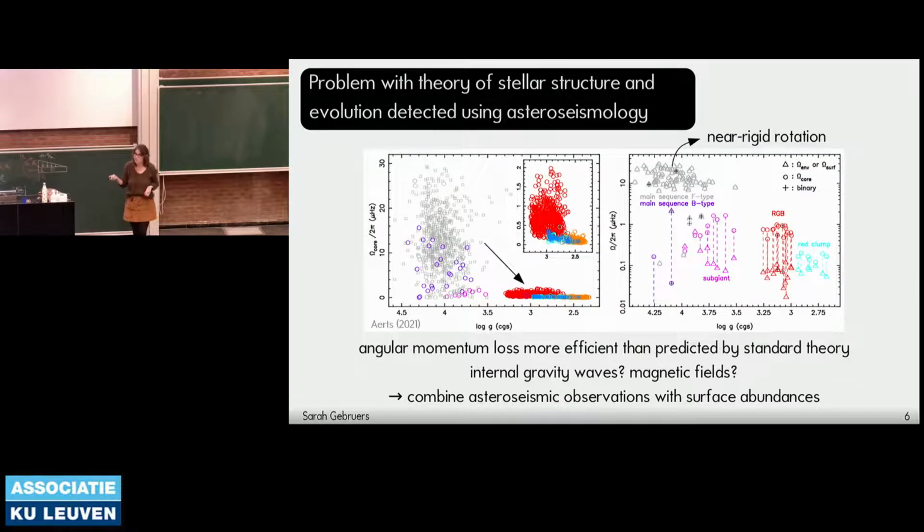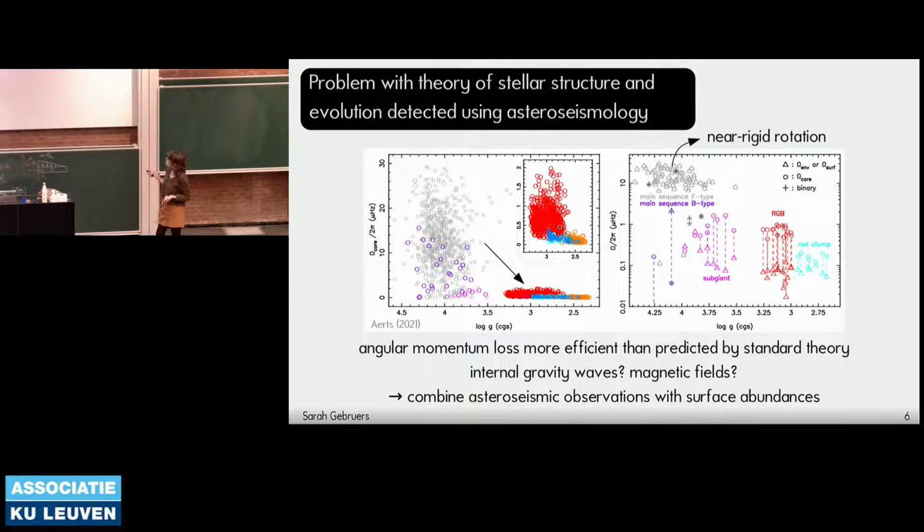And while this is really interesting, this is also the way that people detected there is a problem with the theory of stellar structure and evolution. Namely, as you can see, this diagram has surface gravity, an estimate of h, on the x-axis, and the near-core rotation rate on the y-axis. The gray and purple are main sequence stars, and then you get subgiants and more evolved stars here. On the main sequence, the circles are core rotation rates and the triangles envelope rotation rates. You see that they are almost the same, so they are near rigid rotators.